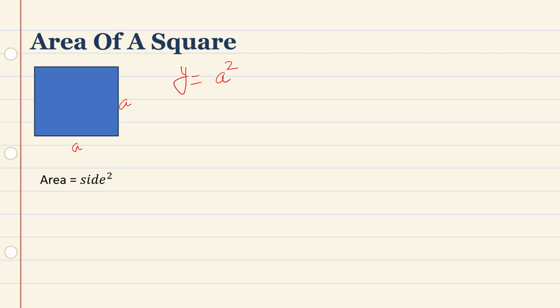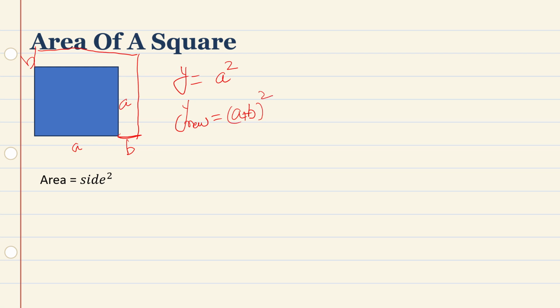Now, if you want to know how the area will change if the side of this square is increased, let's say that you want to increase the side of the square by b. Now, the new square, you draw it like this. So what is the area of the new square? That means if the side has become a plus b, the new area is (a plus b) squared.